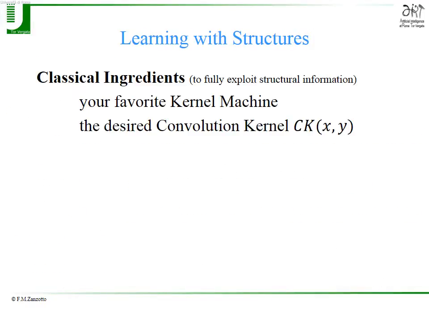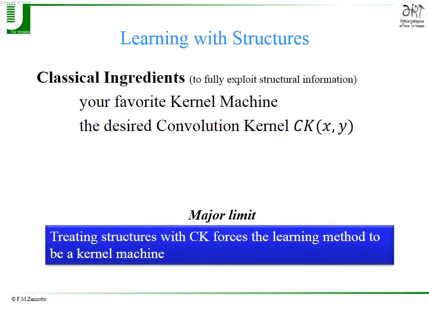So far, so good. We have the classical ingredients to learn with structured data, and we have a solution to learn our classifiers or regressor. But the power of the convolution kernels is also their limit. If we want to learn with structured data, convolution kernels force us to stay in the class of the kernel machines. We cannot use the linear versions that are faster.